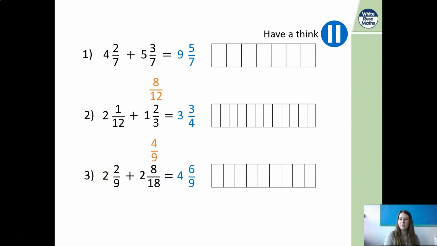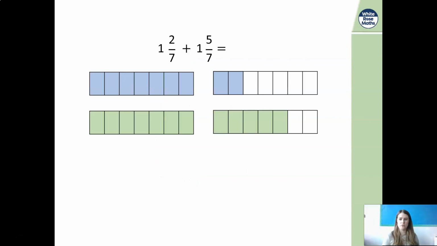Now can I simplify that answer? Yes, I can. Now I know it's not divisible by 2 because 9's an odd number, but I know it's divisible by 3. Okay, and it's the same as 4 and 2/3. Okay, so well done if you got those correct.